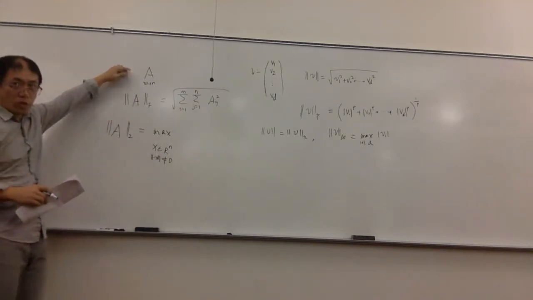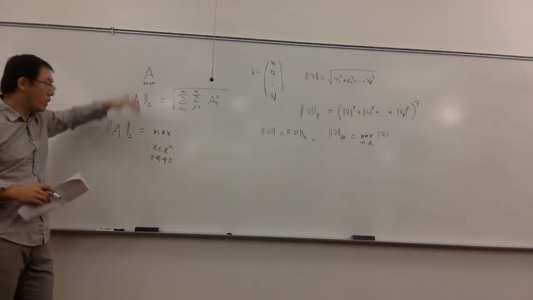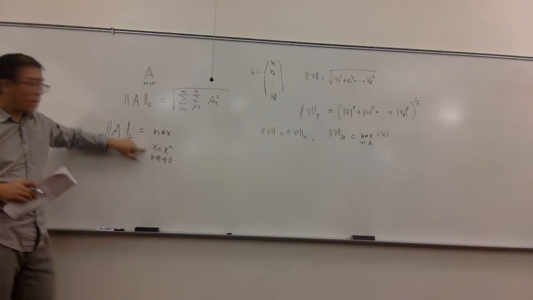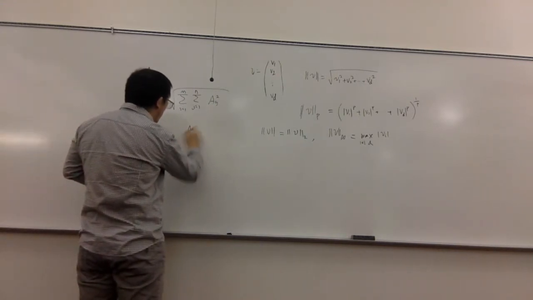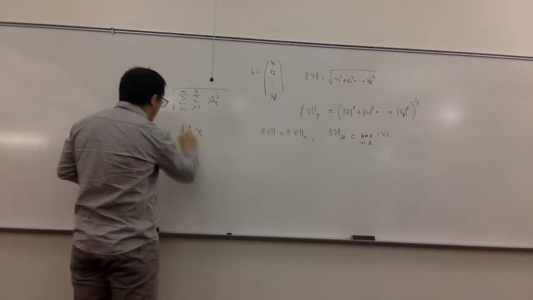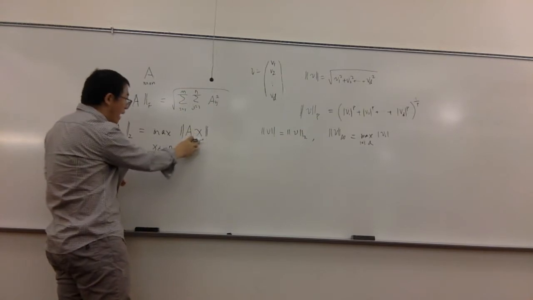Why should we search over n-dimensional vectors? Because A is an n by n matrix. So we need to search over all non-zero n-dimensional vectors, and then for each vector, we will evaluate a number. In the numerator, the number is the Euclidean norm of A multiplying with this vector x.